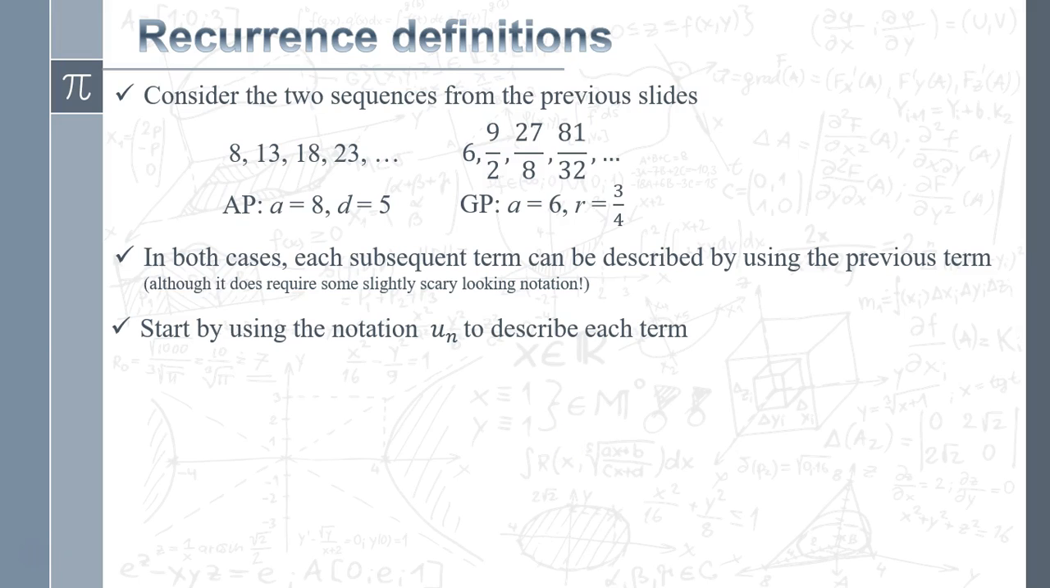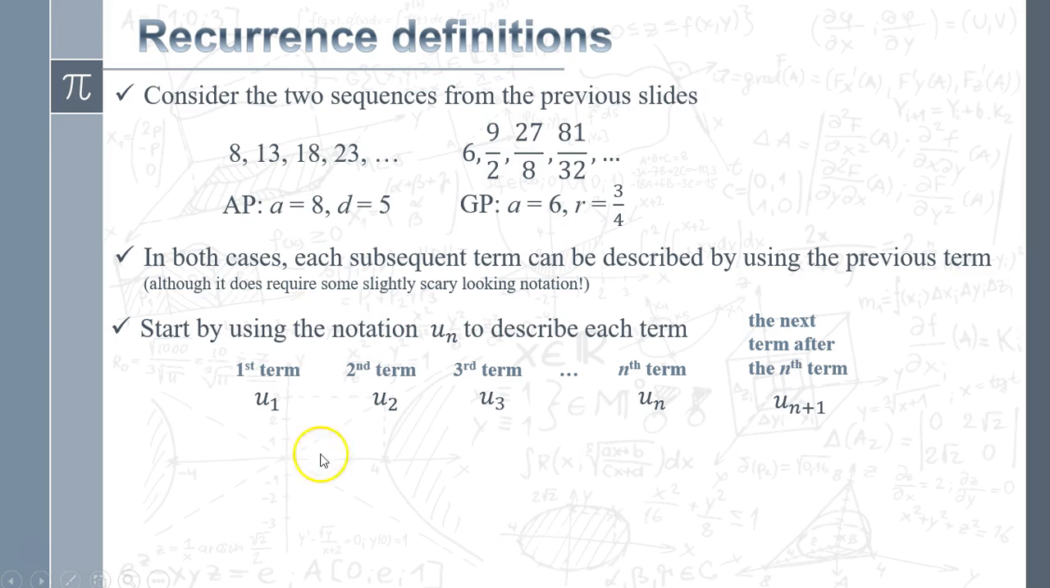We're going to go for this u with a subscript n, to describe each term. So the first term in the sequence would be u1. The second term would be u2, u3, and the other term would be un. Now, the key to this is being able to describe how we define the term after the one that we're currently working with. We're going to describe that as u(n+1). So if this is the term that we're currently on, this is the one that follows it.